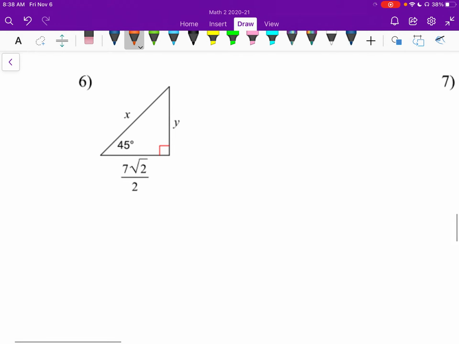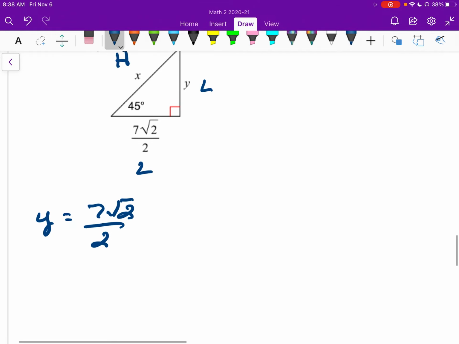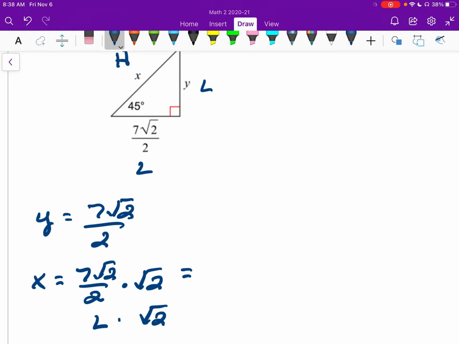Number 6, leg, hypotenuse. So y is going to be 7 root 2 over 2. X is going to be 7 root 2 over 2 times root 2, right? Here's our leg times root 2. This root 2 and this root 2 make a plain old 2, so it's going to be 7 times 2 over 2. My 2's cancel, and I'm left with 7. So I could say, well, x equals 7.